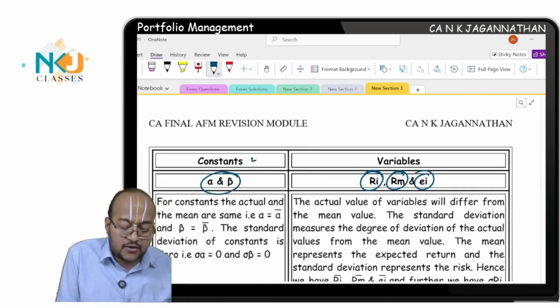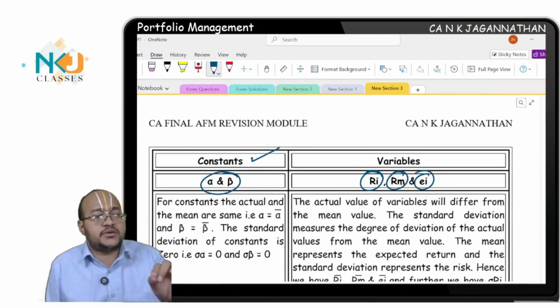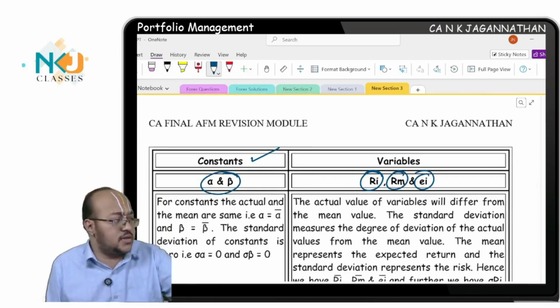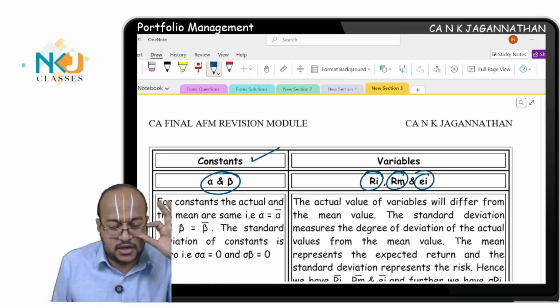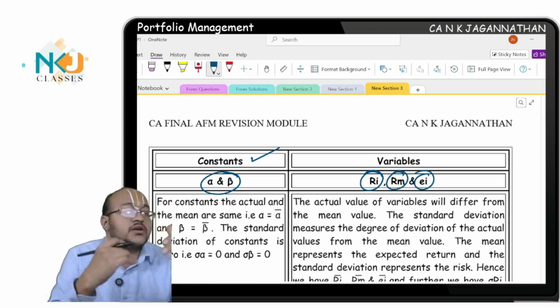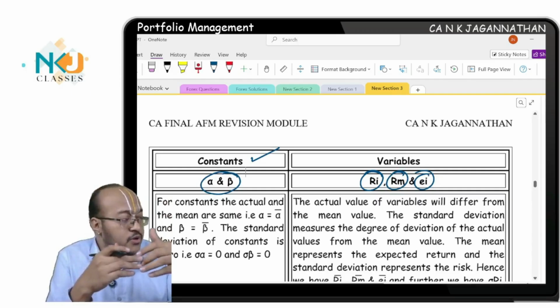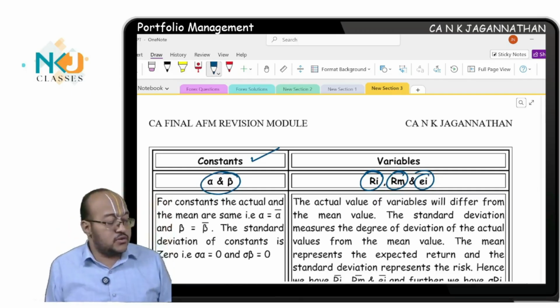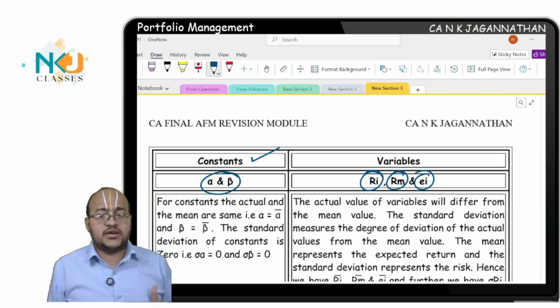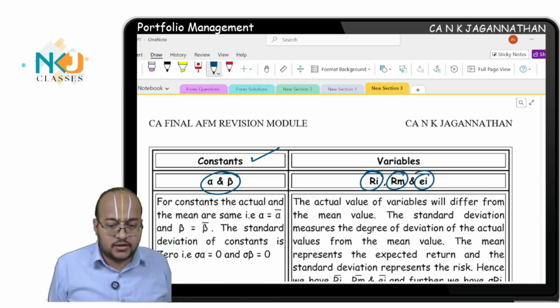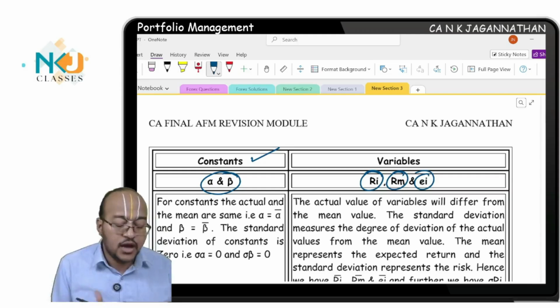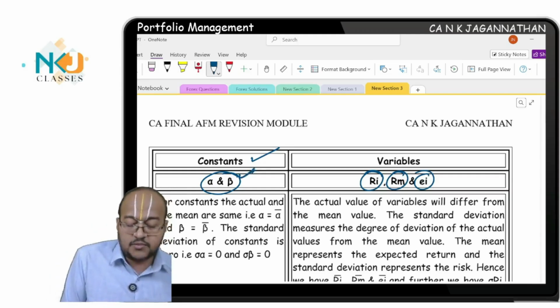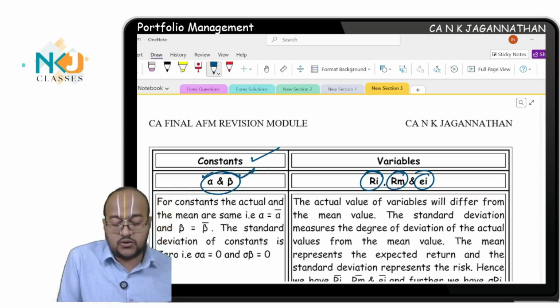Alpha and beta are constants. For one security, if you find out the beta, it will remain same for the computation purpose. Yes, beta of course will keep on changing year by year, but that is not an issue. Generally, for computation purposes, assume this year you are computing various things and the beta you should take will be same for one security. One security will not have many betas. Alpha is also constant, beta will also be constant.